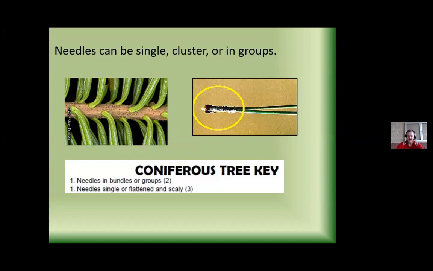So I just have another snippet here. If you're following along on your key, on the first question in the conifer key is, are the needles in bundles, or are they single or flattened and scaly? So that's kind of the big separation point with conifer trees, is looking at whether you've got a single or cluster of needles.